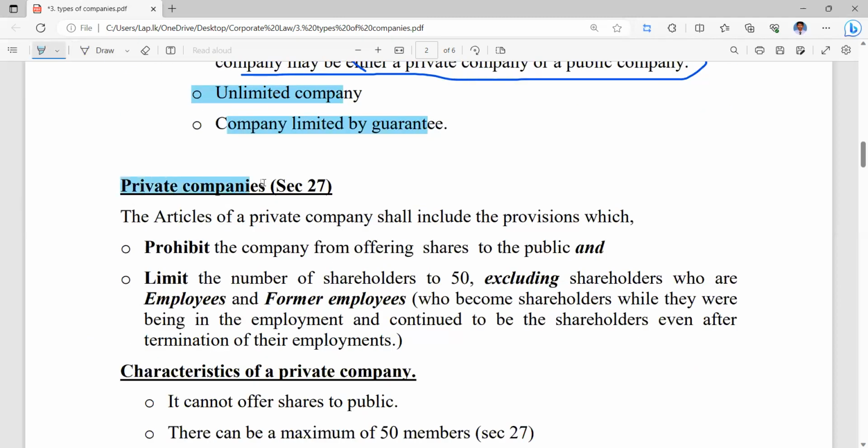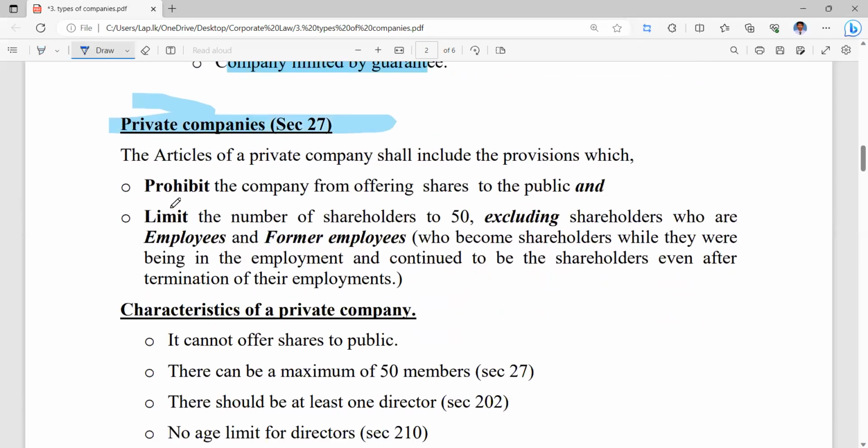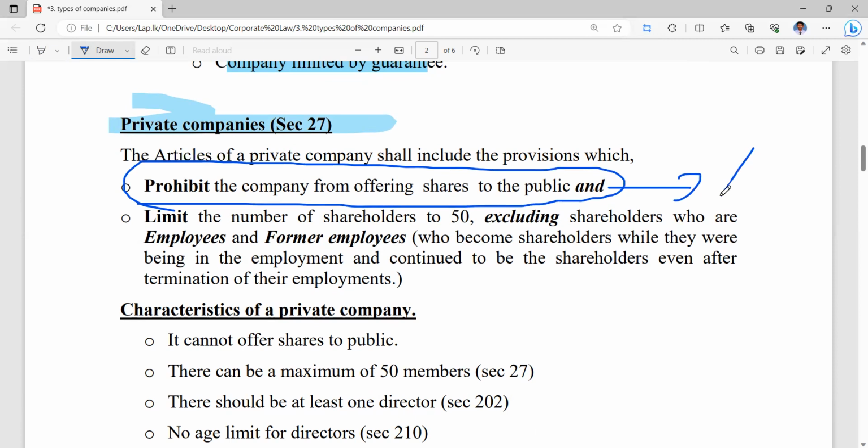Private companies, as per section 27. The articles of a private company shall include a provision which prohibits the company from offering shares to the public. It is prohibited to offer shares to the general public. It is prohibited by the Companies Act. The number of shareholders is limited to a maximum of 50.